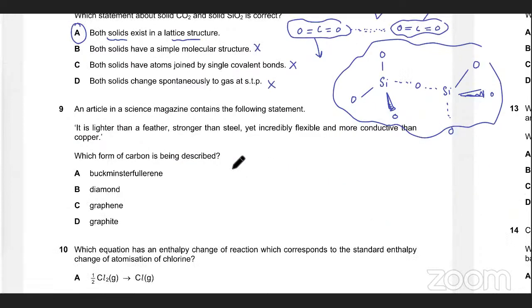As the next one is, okay, you've got an article in Science Magazine, वो कह रहा है कि the following statement, it is lighter than a feather, stronger than steel, yet incredibly flexible and more conductive than copper. Which form of carbon is being described? नहीं, कौन सा? अच्छा, this one. Can anyone tell me which form of carbon is this one?